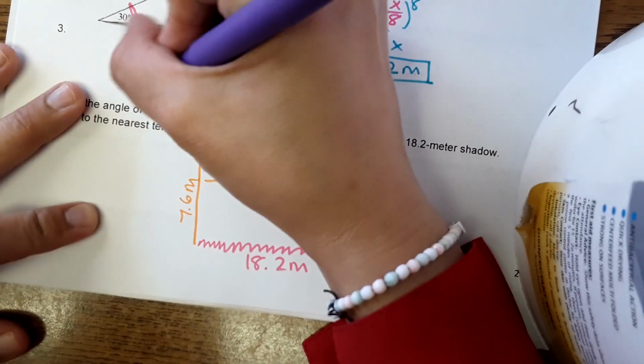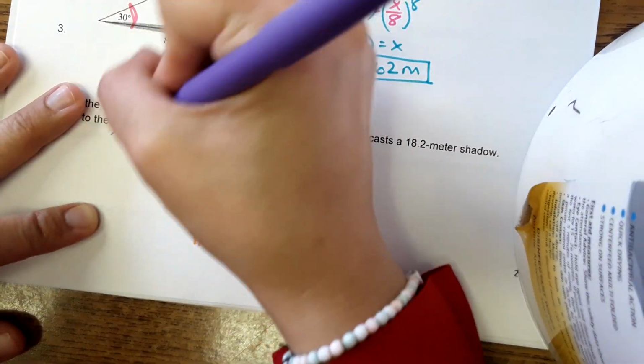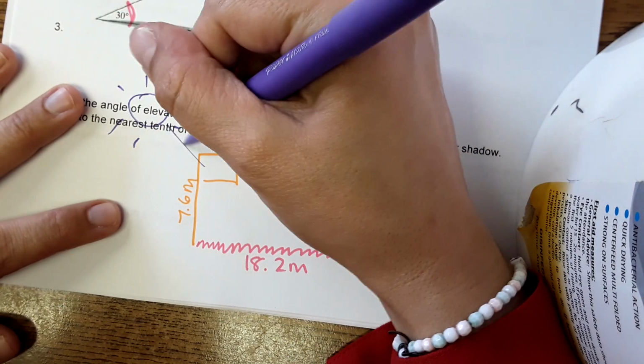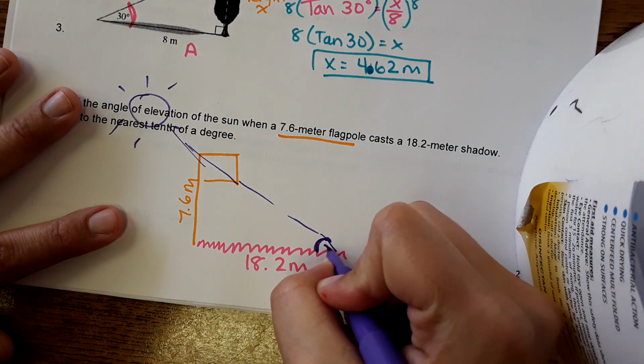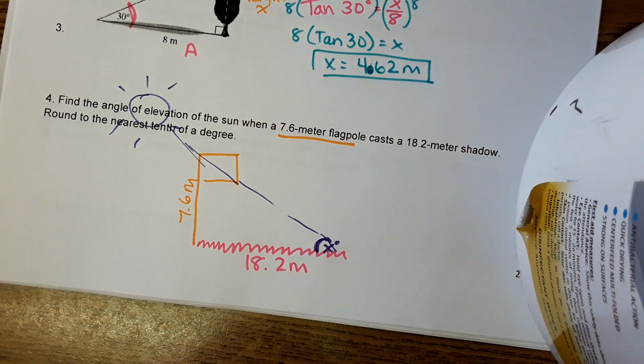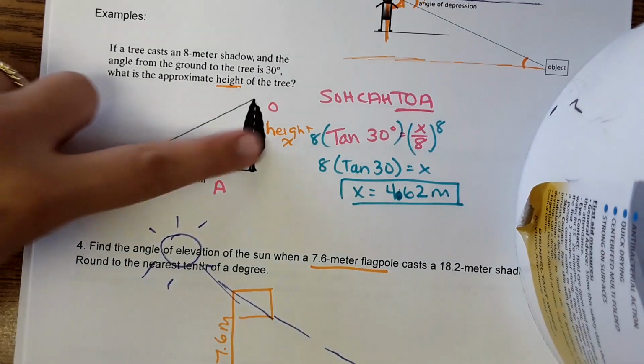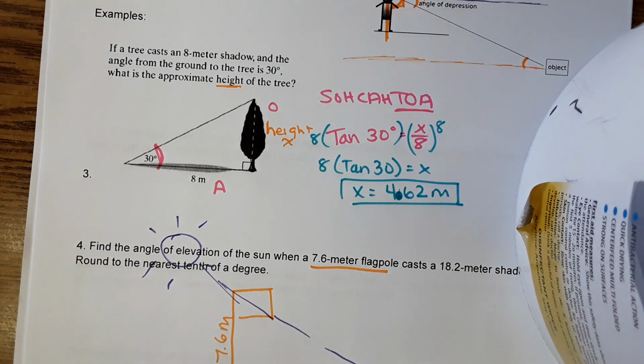So the sun would be up here, casting the shadow, and then it goes down like this. Okay, so we're trying to find this angle right here. This is our x degrees. Could you make it the other way? Yeah, so in this example, it's facing the other way. It would be fine.